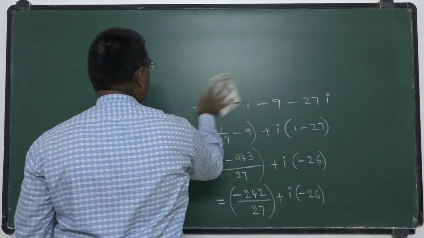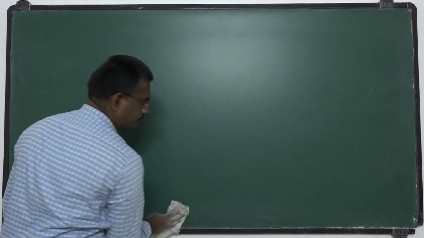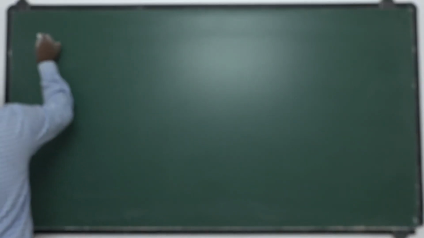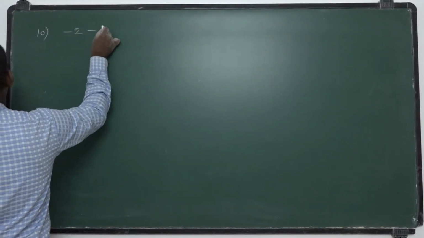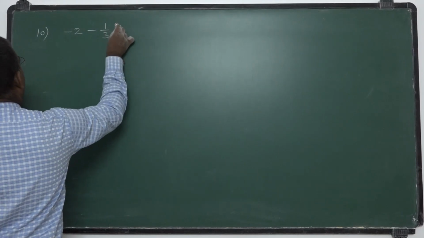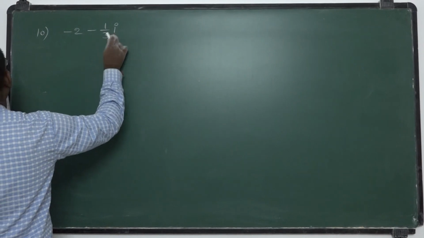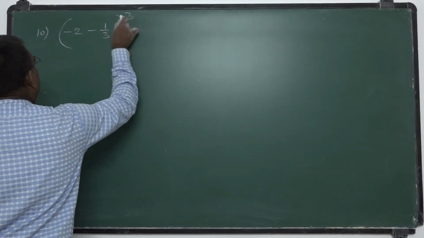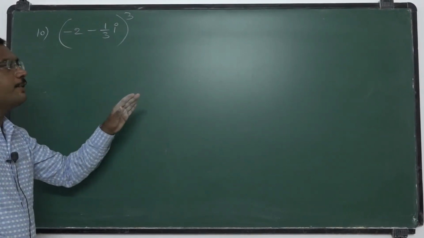Next, the 10th problem. Problem number 10. Express the number in the form of A plus iB: (minus 2 minus 1 by 3 i) whole cube. Now we express this number in the form of A plus iB.